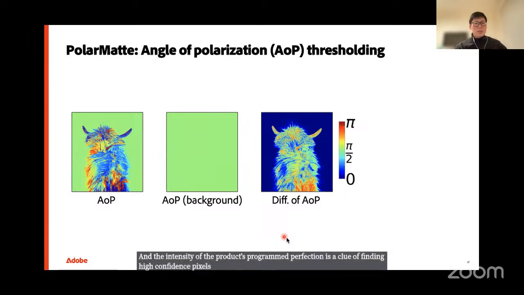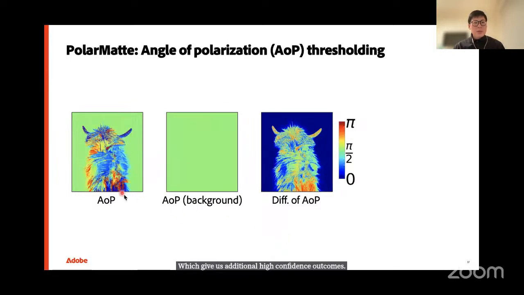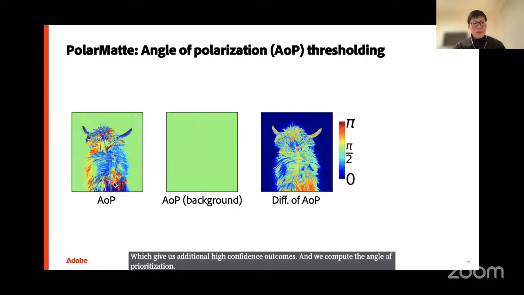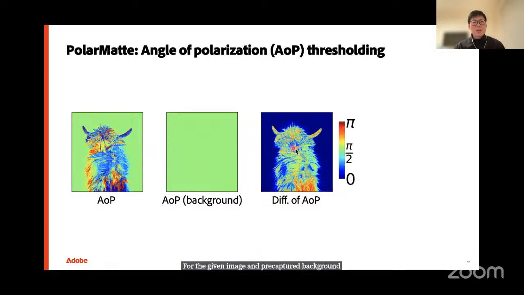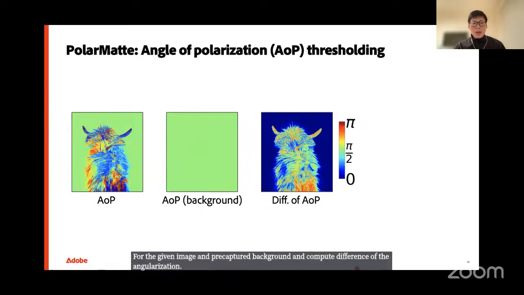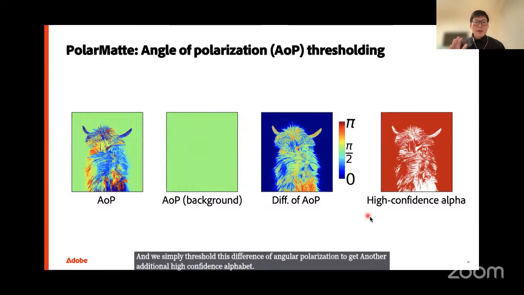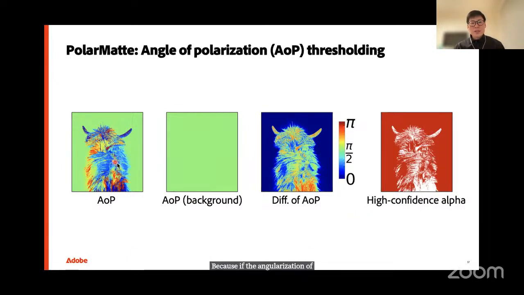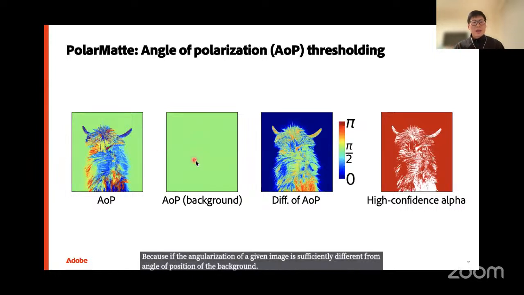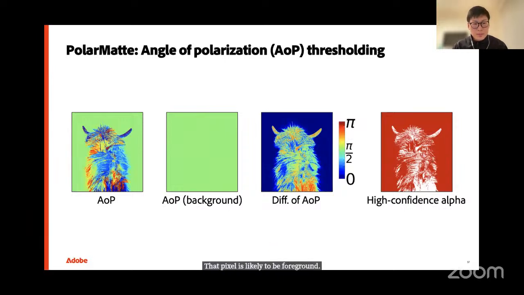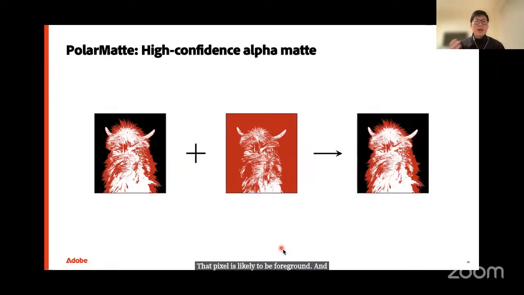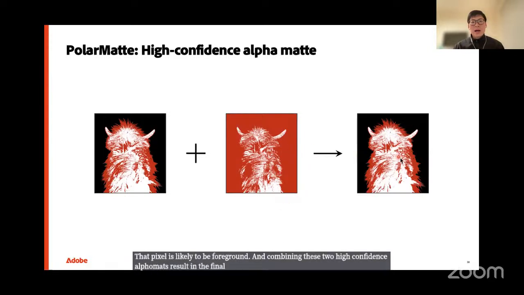And another clue is the polarization angle of the polarized foreground light, which gives us an additional high confidence alpha matte. We compute the angle of polarization for the given image and the pre-captured background, and compute the difference of the angle of polarization. And we simply threshold this difference of angle of polarization to get another additional high confidence alpha matte, because if the angle of polarization of a given image is sufficiently different from the angle of polarization of the background, that pixel is likely to be foreground. And combining these two high confidence alpha mattes results in the final high confidence alpha matte.